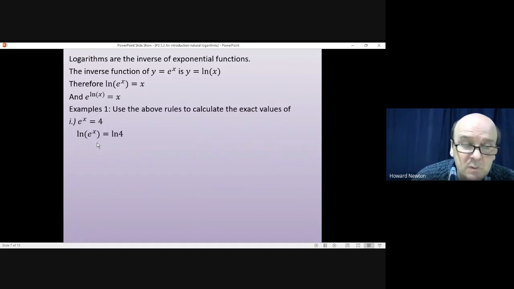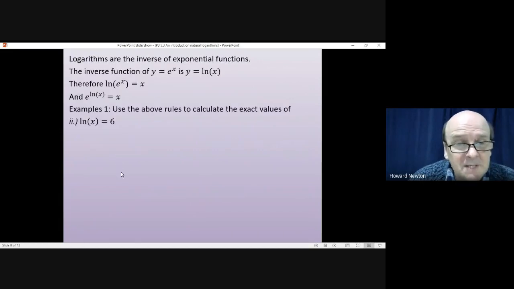The reason for doing that is that the log and the e cancel each other out because they're inverse functions. So the left-hand side just simplifies immediately to x equals log 4. And that is the answer. That's all they're looking for. You could look that up in the calculator, but you get an infinitely long decimal. So the exact answer is log 4.